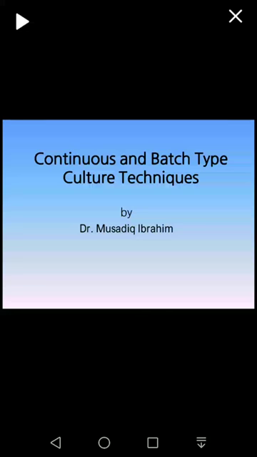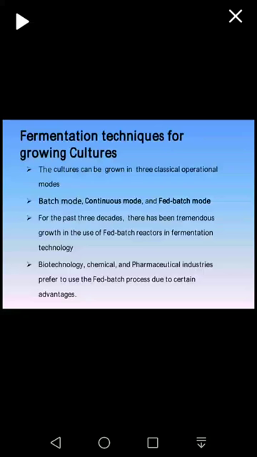secondary metabolites. So, moving towards the topic, for growing cultures, we normally use the fermentation technique, and within the fermentation technique, there are different sub techniques which are used in the process. So the cultures can be grown in three classical operational modes. So there are basically three types of fermentations which are carried out for the production of valuable products. The first one is batch mode, the second one is continuous mode, and the third one is fed batch mode.